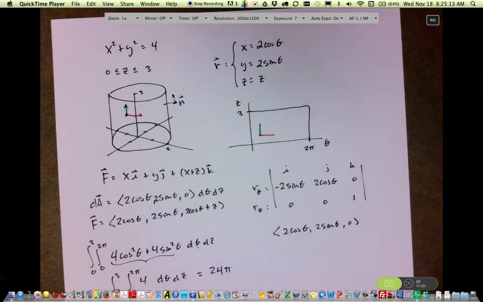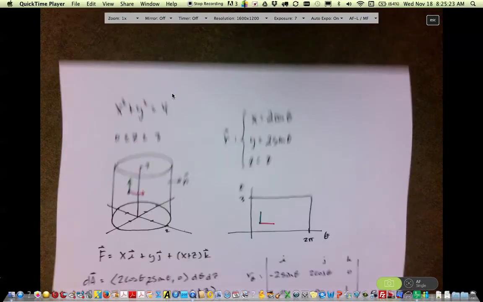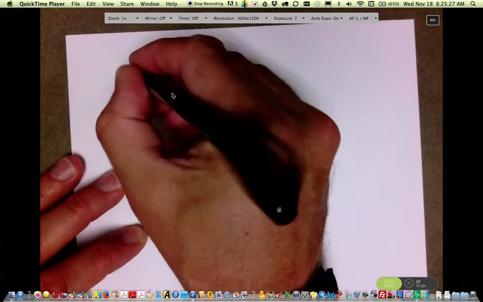All right, now I'd like to look at the way the book approaches this. I like the way that it does it, because when we get to spheres, I think it's going to make a lot more sense. But let's go back and do the same problem and think about it this way.